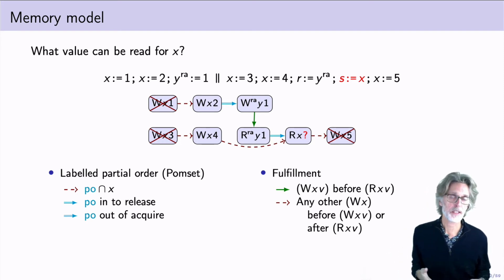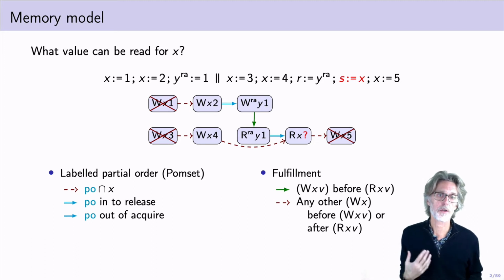Labeled partial orders provide a very natural model for this kind of execution, where the events are marked with their action and order represents causality. And we have some notion of fulfillment, which is that in order for a write to fulfill a read, well, it must precede it, and there must be some order with every other write.